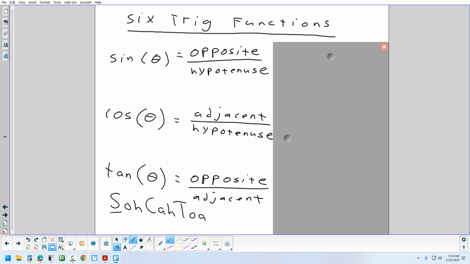Yeah, sine is opposite over hypotenuse. And then cos is adjacent over hypotenuse. So yeah, the CAH part in SOH CAH TOA is adjacent over hypotenuse for cosine. And then tangent is opposite over adjacent. SOH, CAH, TOA. So you can use that to help you remember the trig functions.